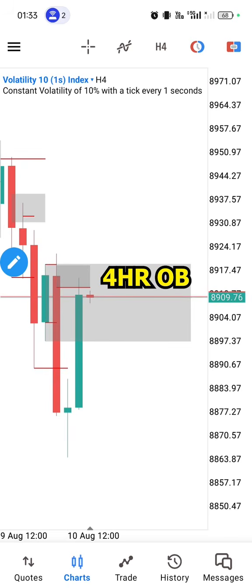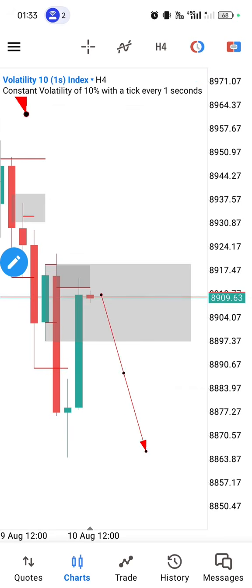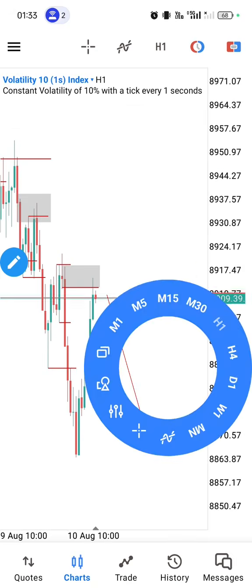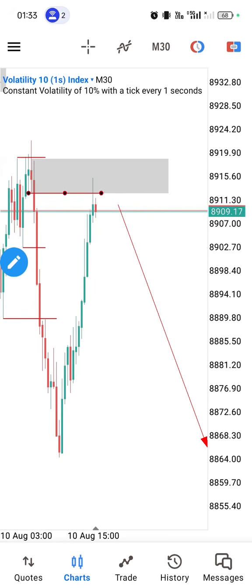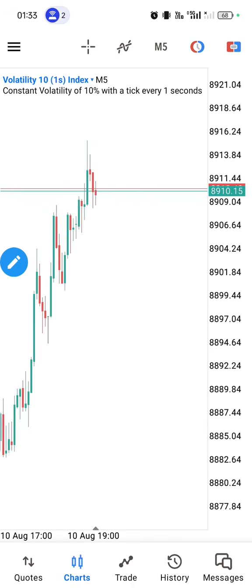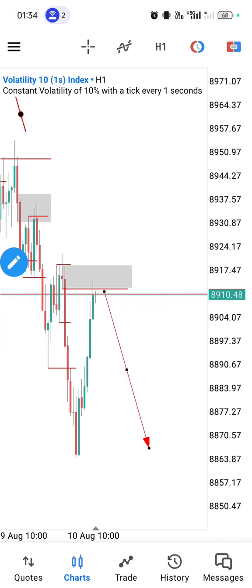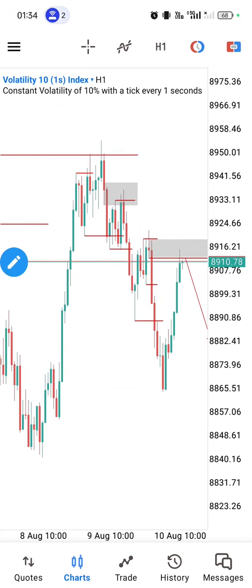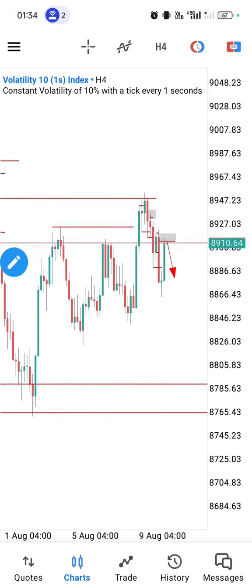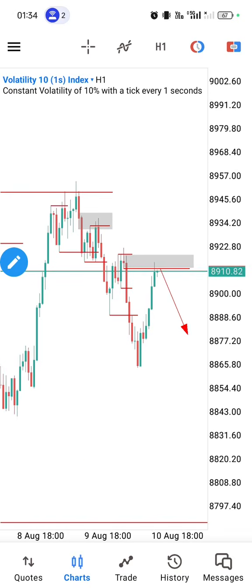So above all, it's going to be respecting the 4-hour bearish order block on the 4-hour chart on a higher time frame. So we are just going to be entering this at market execution. I couldn't keep on going down further into the smaller time frame because we're late.